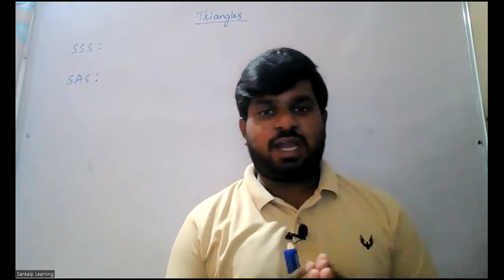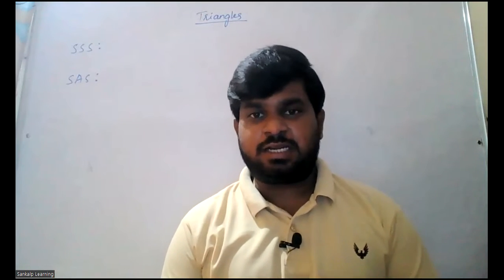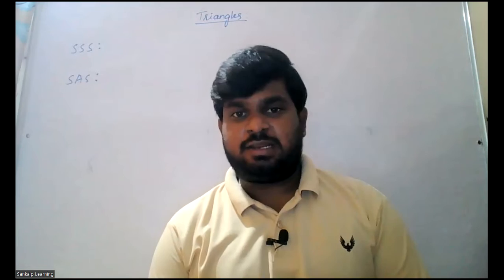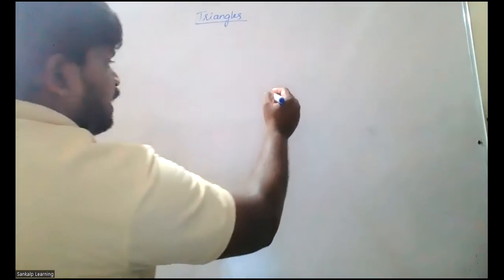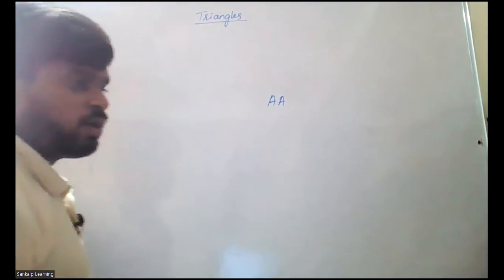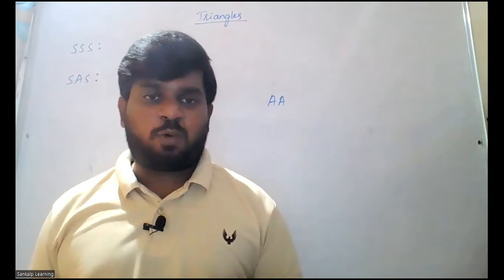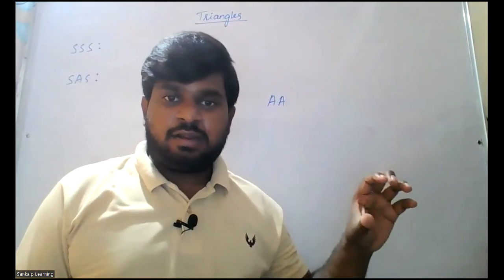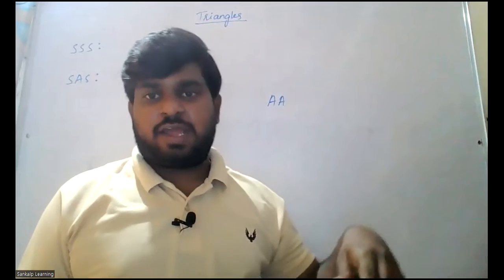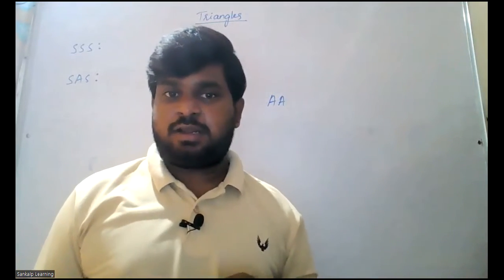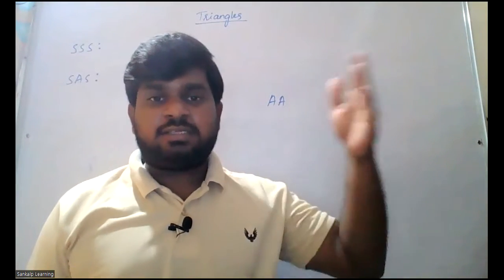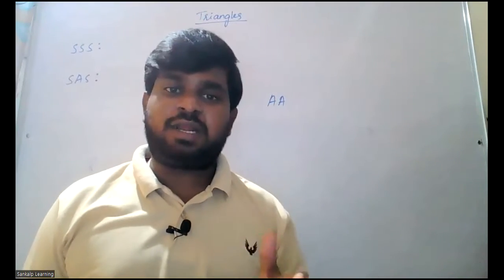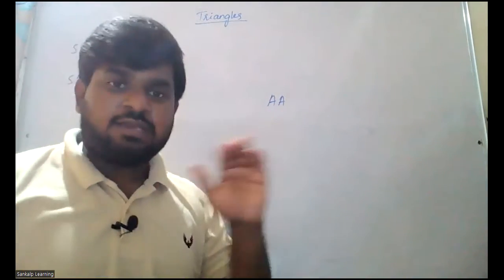Hello students. In the previous video, we saw a very important criteria for similarity of triangles, the AAA criteria, isn't it? Now this AAA criteria can be further shortened and said as AA criteria. In the AAA criteria, if three angles in one triangle are equal to three angles in another triangle, then those two triangles are similar. So we need not check for three angles. If we check whether two angles in one triangle are equal to two angles in another triangle, then automatically we can say the triangles are similar.